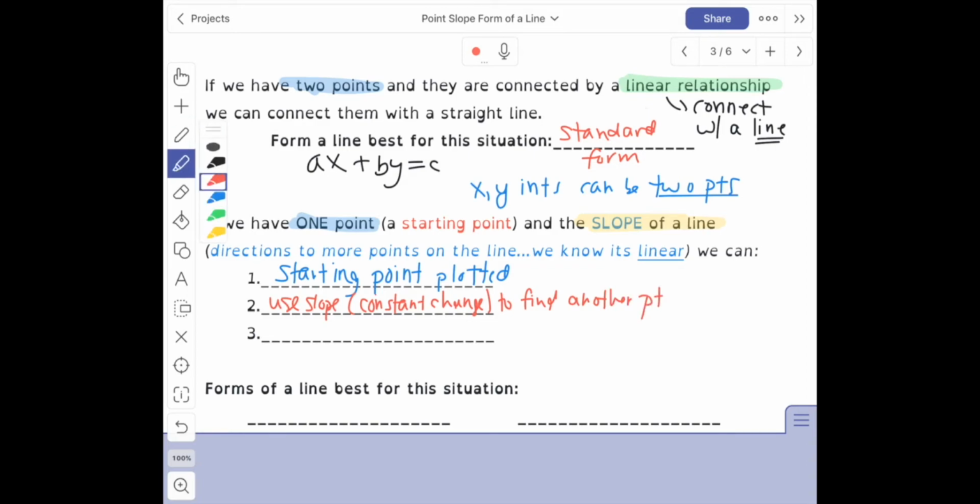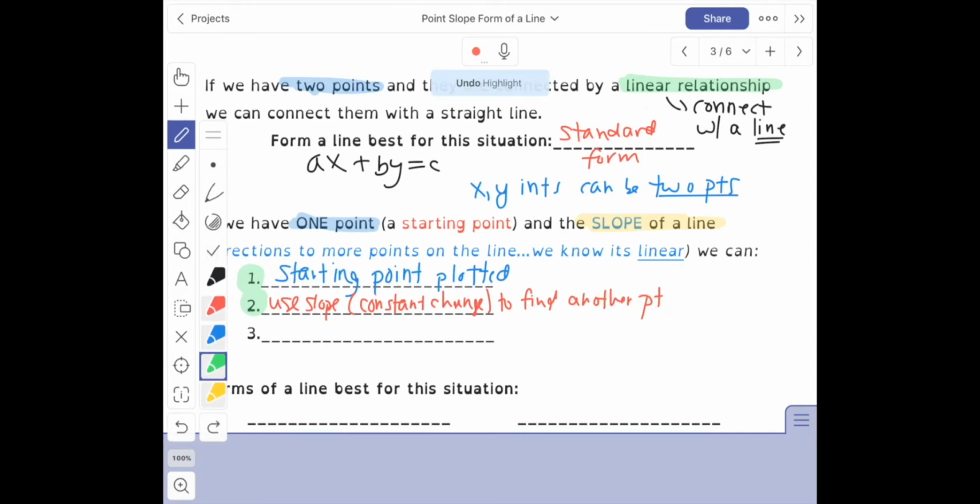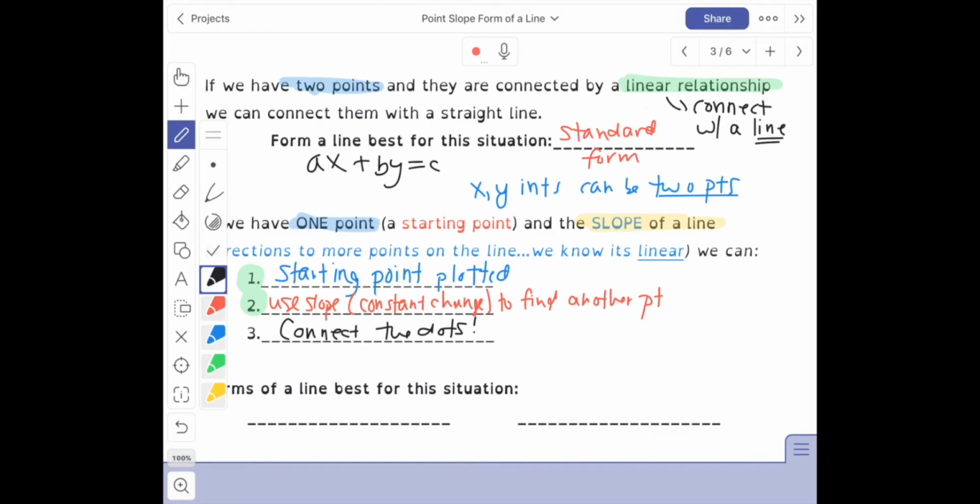And then what we would have then, after those 2 steps, we would have 2 points, right? A starting point and another point. So our third step would be connect the dots, which kind of looked like our first situation then. And the first type of line we looked at with that was our slope-intercept form. So y equals mx plus b. Right? And what we said here, this b value, this was our starting point, which was our y-intercept.